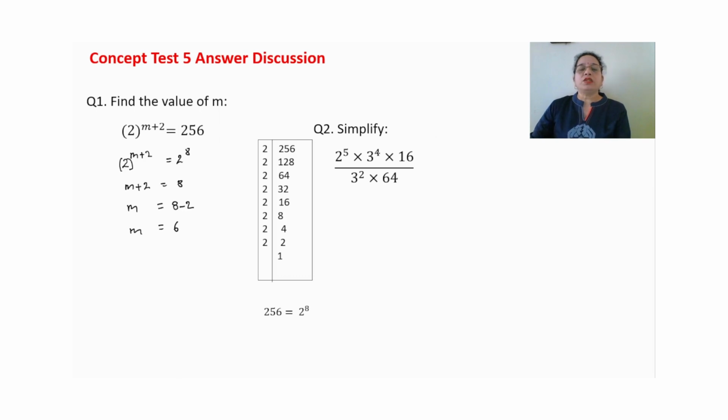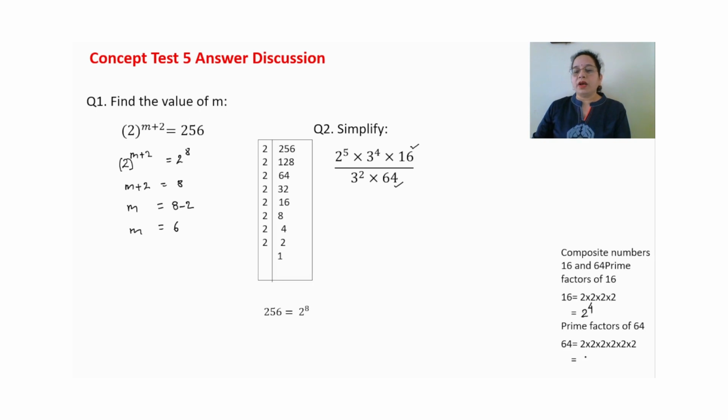Now the second question, simplify type of question. In such questions we always find out which are the composite numbers. So here 16 and 64 are the composite numbers. We will find prime factors of 16 and prime factors of 64. This work I have also already done for you. So 16 means 2 raised to the power 4, and 64 means 2 raised to the power 1, 2, 3, 4, 5, 6, so 2 raised to the power 6.